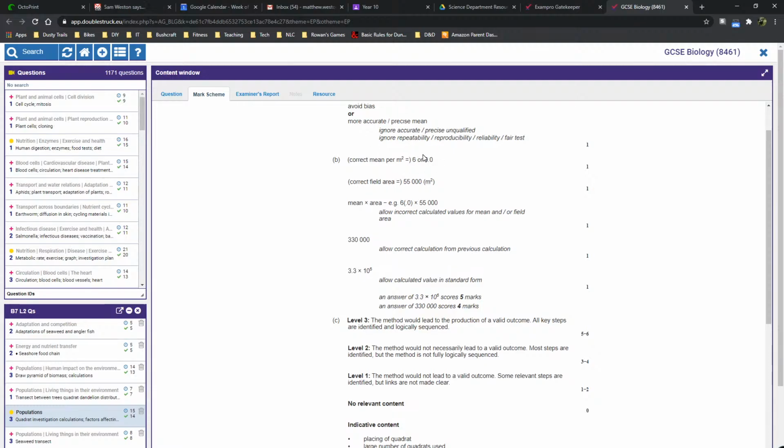We would get a mark for the correct mean. We would get a mark for the correct area. You get a mark for multiplying the mean by the area, and that's not including the answer. You then get a mark if you get the correct answer on this one. So remember, this one here is just a mark for doing the calculation correctly, writing down the calculation. So when I say you've got to write down your working out, this is why. We get a mark for getting 330,000, and then we get a mark for converting it into standard form. So those are where the 5 marks come from.